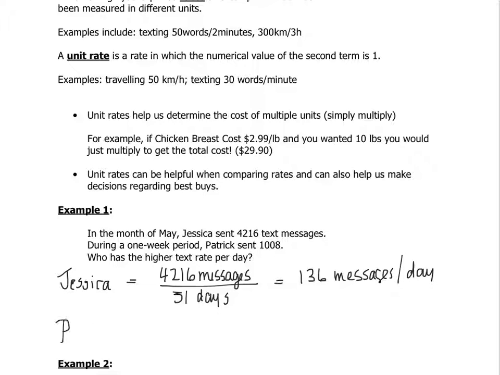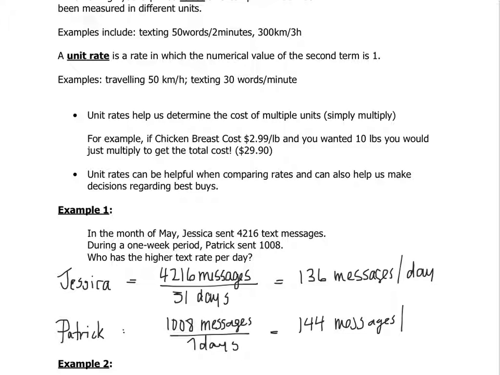Whereas Patrick sent 1,008 messages over a 1 week period, so that would be 7 days. So 1,008 divided by 7 gives him a rate of 144 messages per day. So now it's a little bit easier to see that Patrick actually has the higher text rate per day.